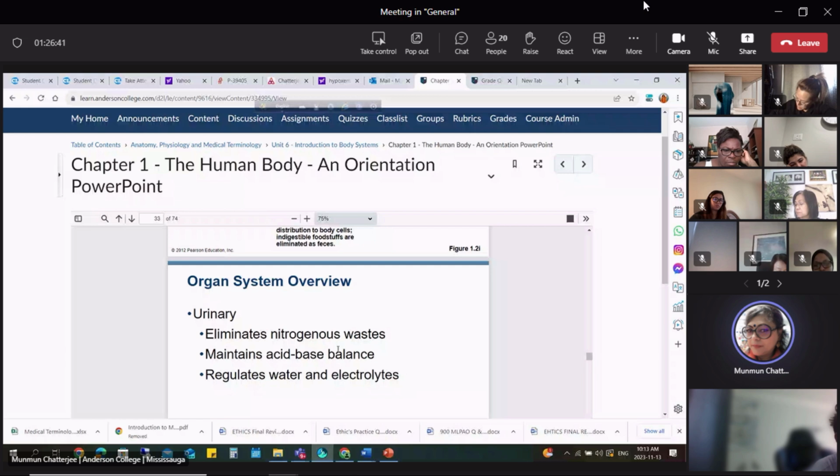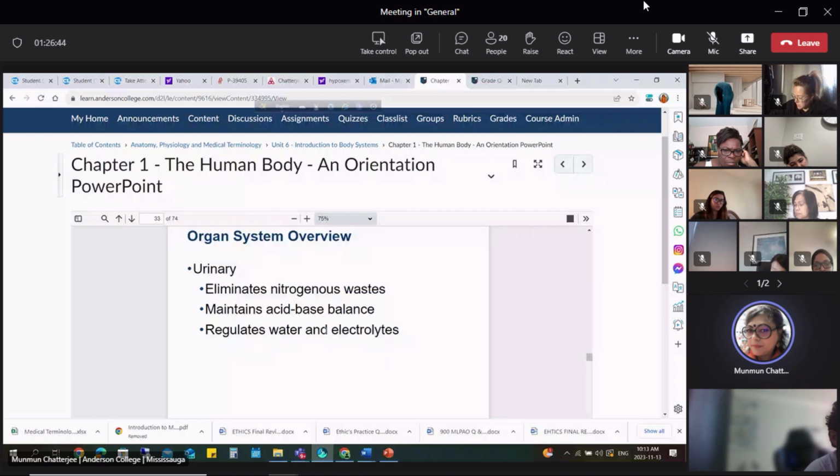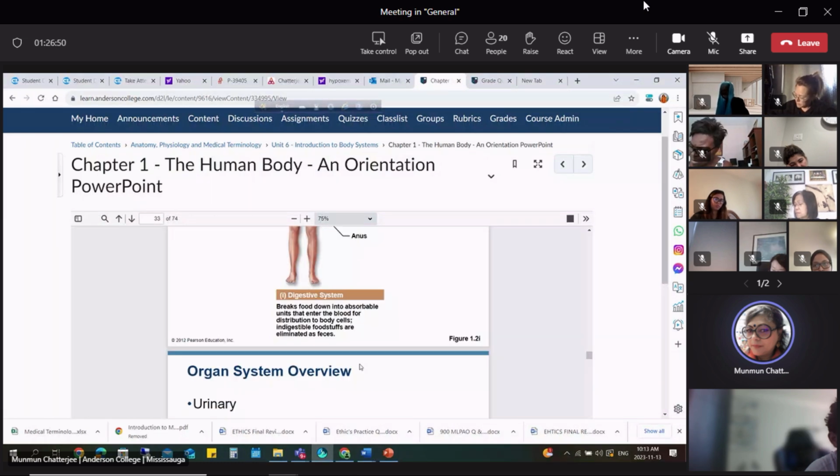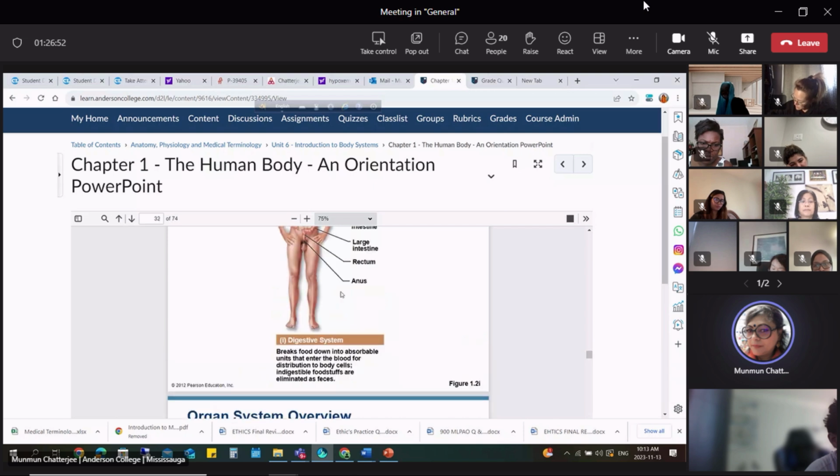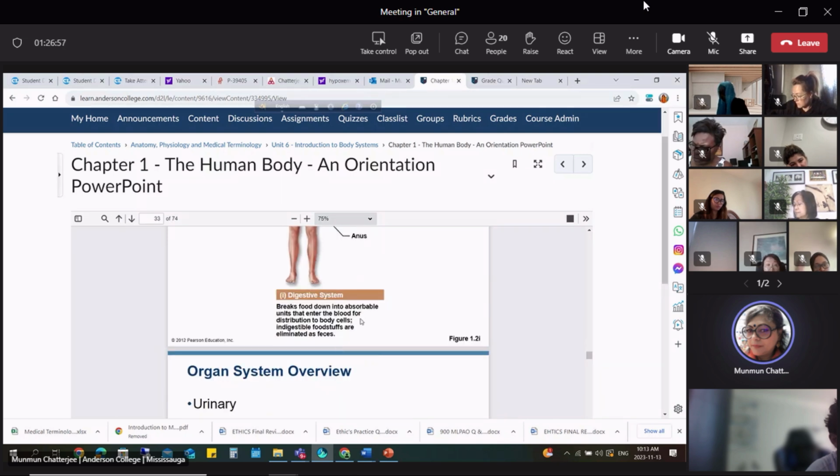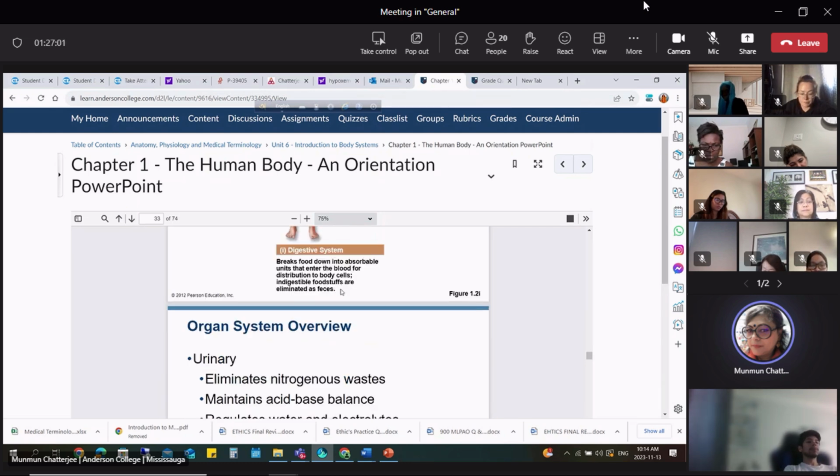Same thing, you are going to write it. Urinary system: what is its function? It eliminates nitrogenous waste. Basically, it removes waste. Why does it say nitrogenous waste? Because the digestive system also removes waste. What type of waste? The indigestible material, our foodstuffs, is eliminated as feces.